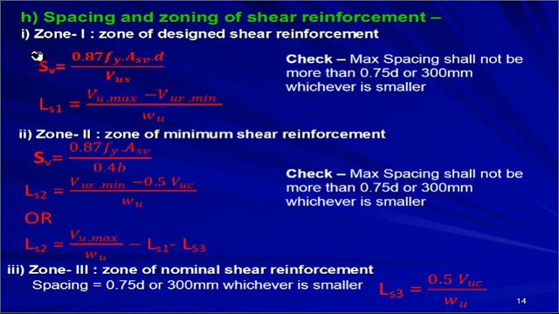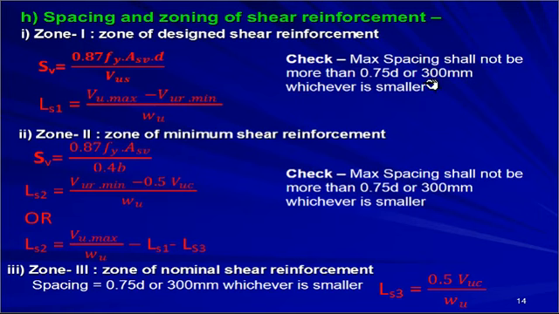Well, now the beam is divided into three zones: zone 1, zone 2 and zone 3. Let's try to understand each zone. Well, so zone 1, it is called as zone of design shear reinforcement. So we have calculated VUS value, and that VUS value we can substitute in this equation. So what is that equation? So spacing, SV means spacing of shear reinforcement, is equal to 0.87 Fy into ASV into D. We saw the ASV means it is the area of the shear reinforcement, and D is the effective depth. And VUS, already we saw, we can calculate this VUS by subtracting VUC from VUD.